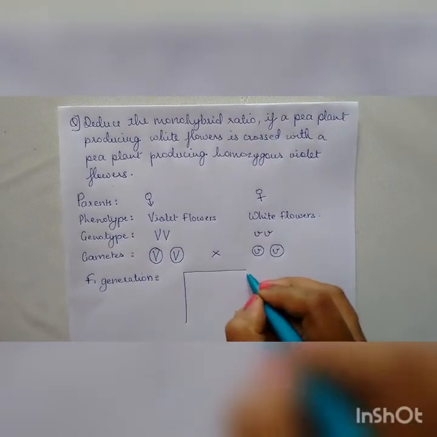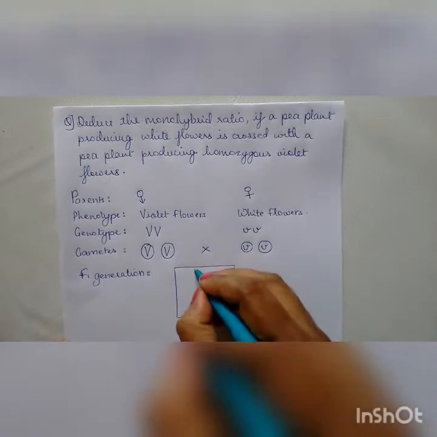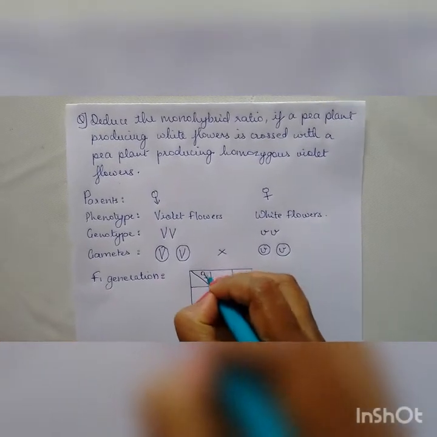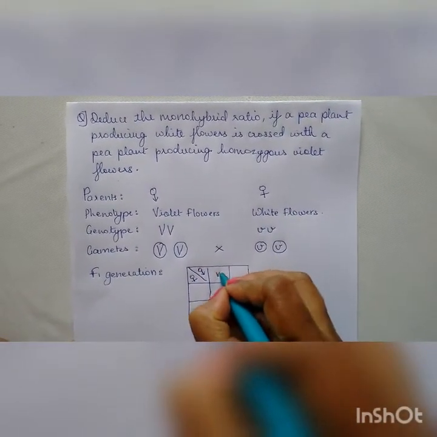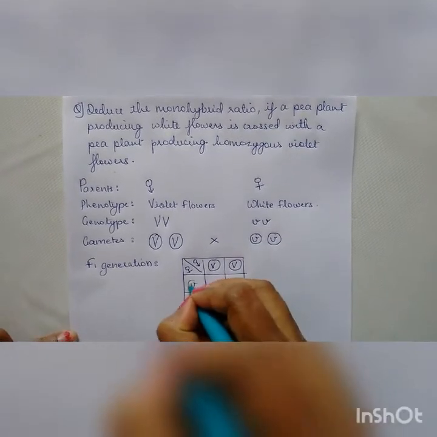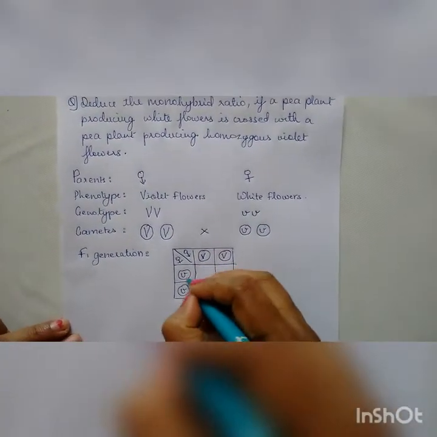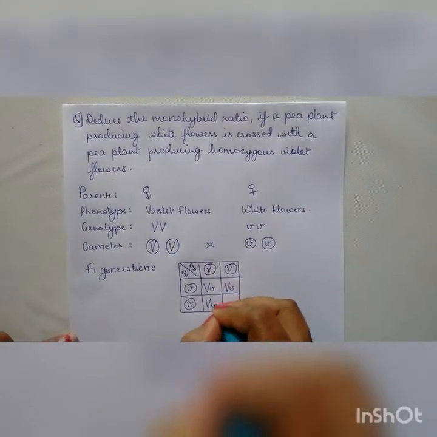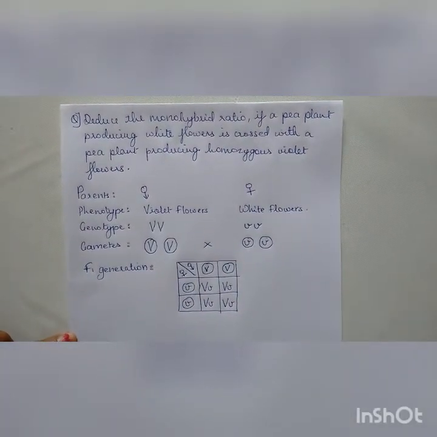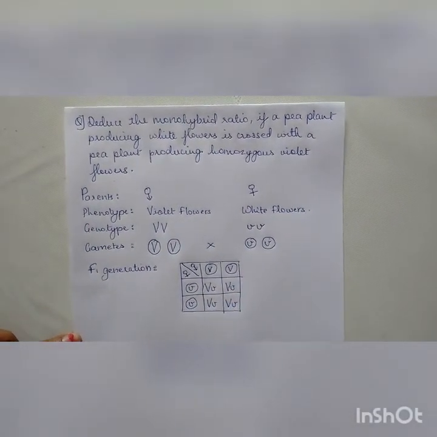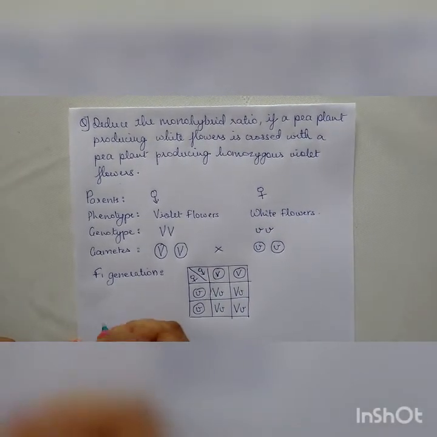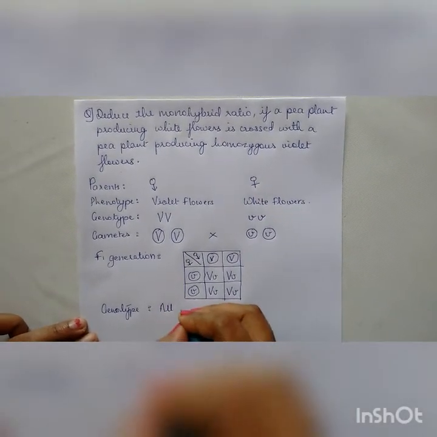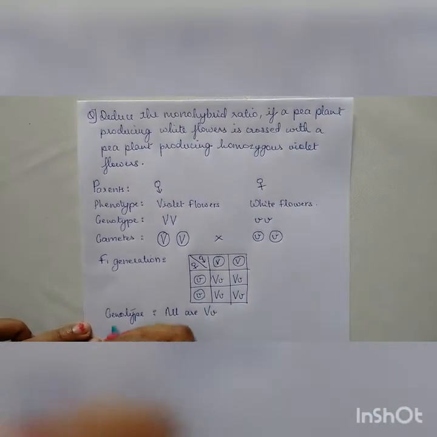Let us work it out in a Punnett square. The male gametes are capital V, female gametes are small v. These two gametes combined give you this combination, and this combination. So these 1, 2, 3, 4 are the genotypes of the F1 generation. So let us write them down. Genotype is all capital V, small v.